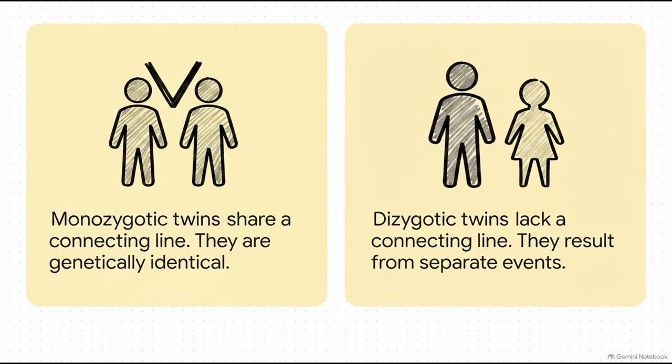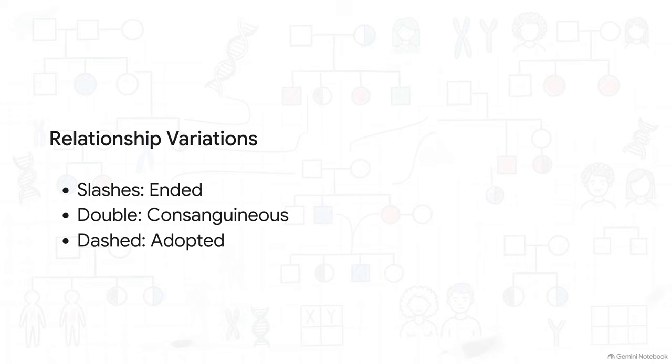Dizygotic, or fraternal twins, on the other hand, come from two completely separate fertilization events. Genetically, they're no more similar than standard siblings, so there is absolutely no connecting line between the branches. It's wild how one tiny little line completely changes the genetic meaning. Of course, life is complex, and pedigrees have to account for that.